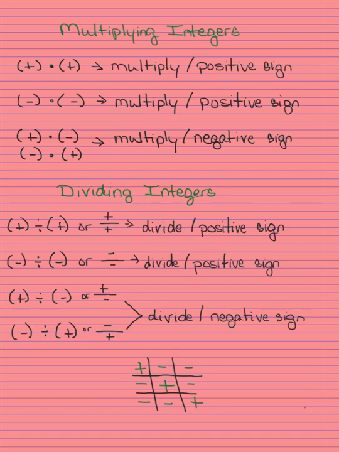So if you look at the tic-tac-toe sign, you have a positive multiplied by a positive is going to give you a positive going down diagonal. If you look going down the left column, you have a positive multiplied or divided by a negative is going to give you a negative. And if you look at the last row, you have a negative multiplied or divided by a negative is going to give you a positive. And that's how the little diagram works.